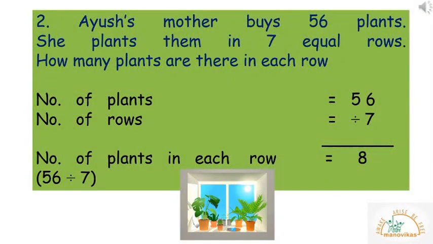Let's write the first statement. Number of plants is equal to 56. Number of rows is equal to 7. Number of plants in each row we need to find out. So what shall we do? We need to divide 56 by 7. And when we divide 56 by 7, we get the answer, or the quotient, as 8. So now we know that there are 8 plants in each row.